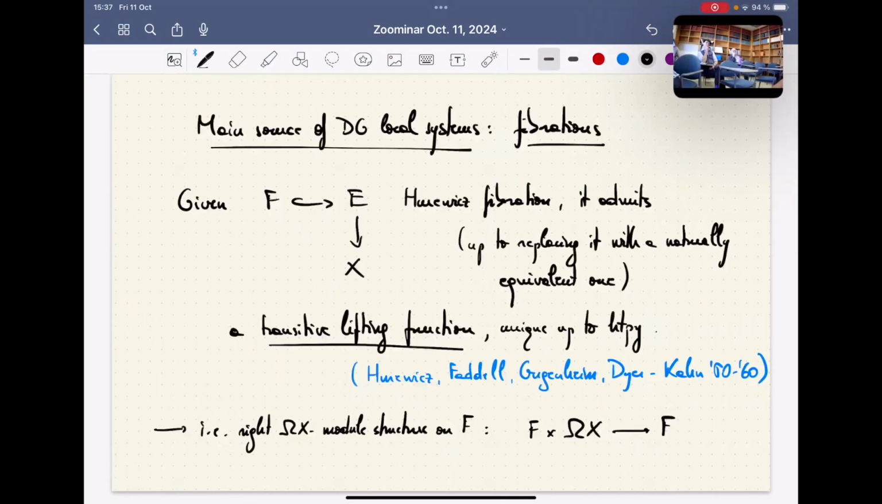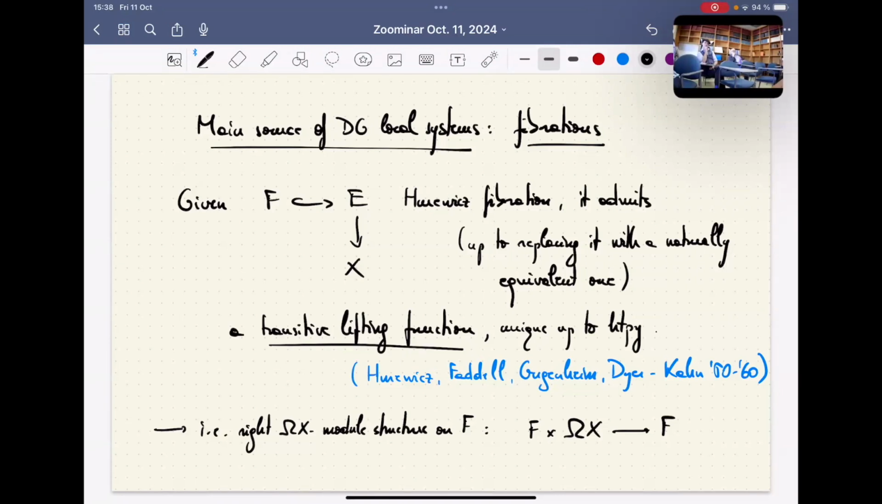And I'm now giving you the main source of such differential graded local systems. These are fibrations. So if I start with a Hurewicz fibration, it is known by work of Hurewicz, Fadell, Guggenheim, Dyer-Kahn, which happened at the end of the 50s and in the 60s, that it admits a so-called transitive lifting function, which is unique up to homotopy and up to replacing the fibration with a naturally equivalent one, fiber-wise homotopy equivalent. So what's this transitive lifting function?